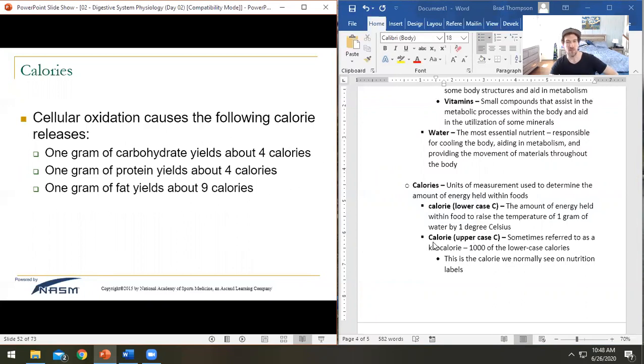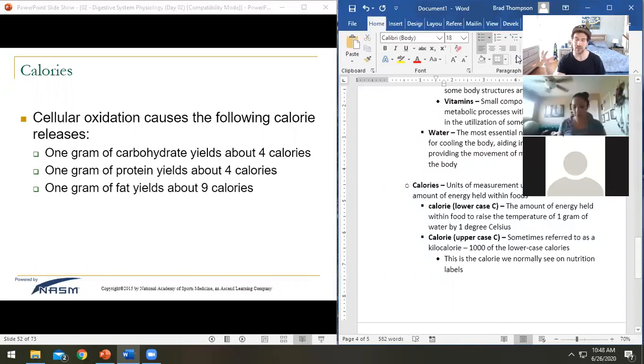All right. So talking about calories, if we talk about carbohydrates, we actually know how much energy is held within 1 gram of carbohydrates. And the amount of energy held within a gram of carbohydrates is going to be about 4 calories.